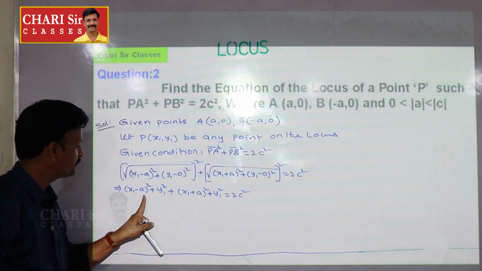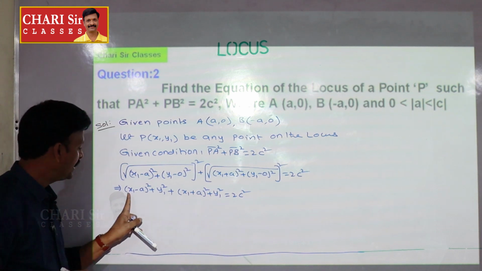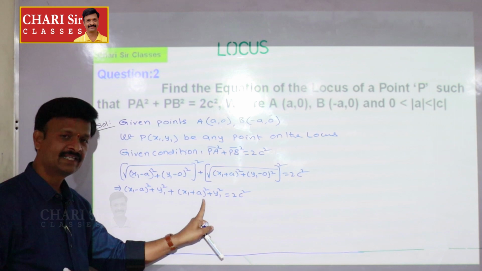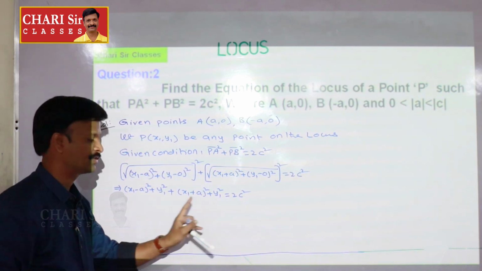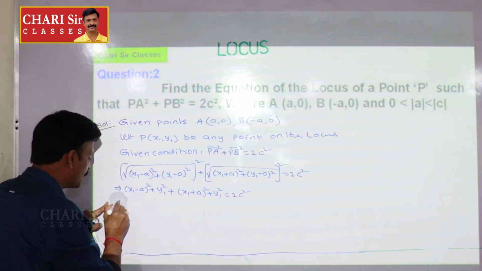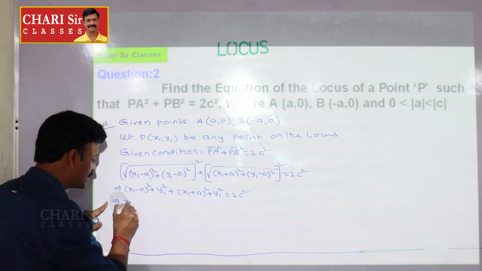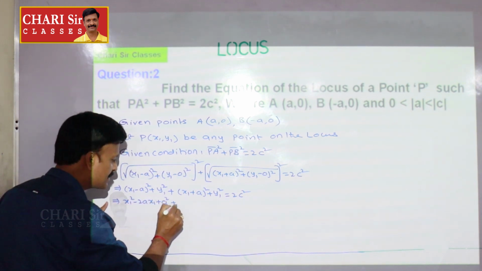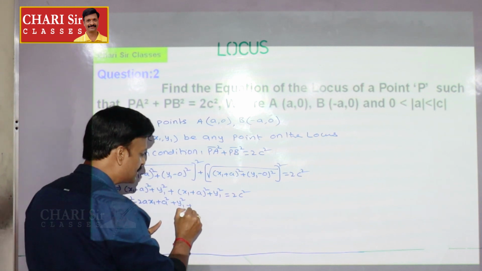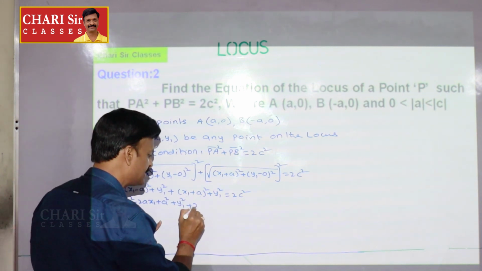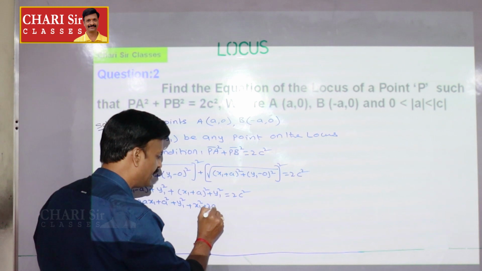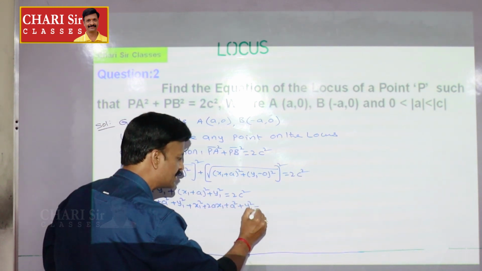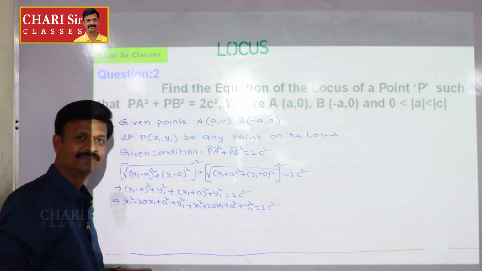Now we need to expand this. So here we consider the (a minus b) whole square formula, and here we use the (a plus b) whole square formula. That is (x1 minus a) whole square you can write as x1 square minus 2ax1 plus a square, plus y1 square, plus here (x1 plus a) whole square, which is nothing but x1 square plus 2ax1 plus a square, plus y1 square is equal to 2c square.